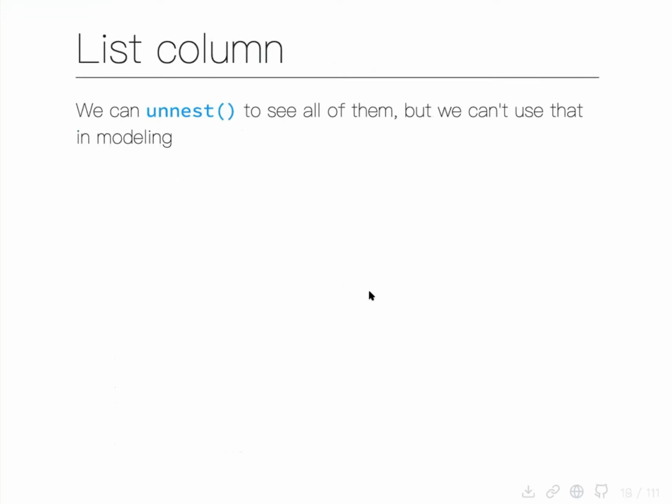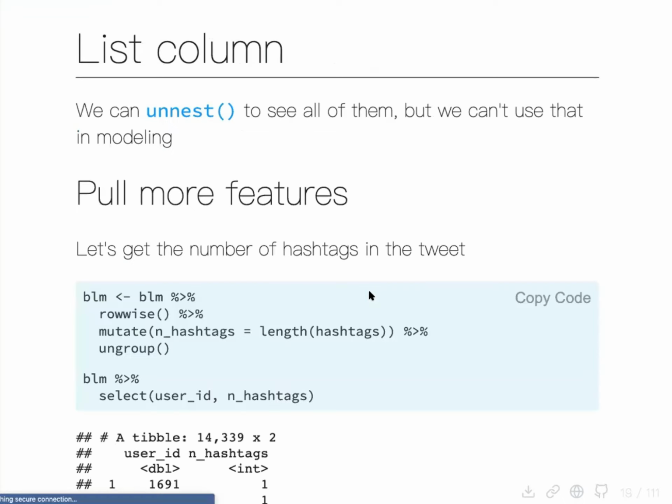We'll talk about that more in just a second. So we can use unnest to look at all of them, but we can't actually use that for modeling. So what we can do is pull features from that hashtag. And this is why we would look at the number of them, because we might look at that and figure out which ones we think are going to be relevant for predicting whether the tweet was positive or negative. Okay, so let's pull some more features.